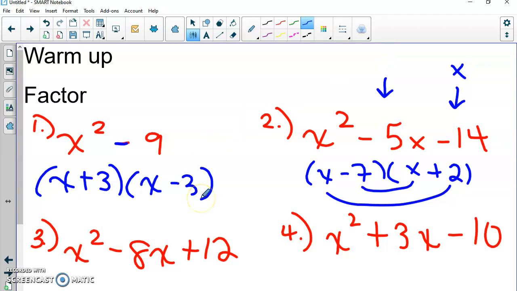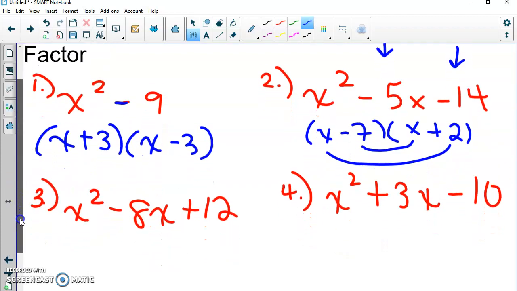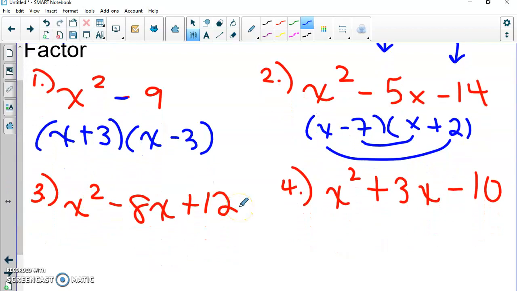Likewise, number 3 is also a trinomial, but 12 is positive. So your 2 numbers that multiply to get 12 have to be the same sign, and they're going to take on the sign of the middle term. So they're both going to be negative, because negative times negative is positive, but they add to be a negative. So what 2 numbers multiply to get 12, but their sum is negative 8? That is negative 2 and negative 6. Once again, if you put it in a different order, negative 6 and negative 2, that's perfectly fine.